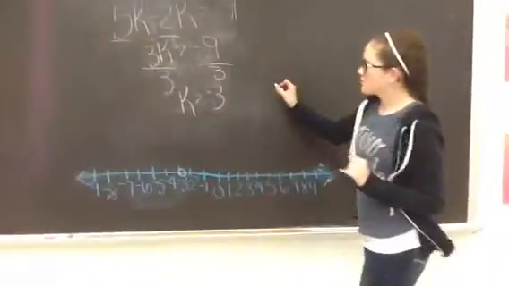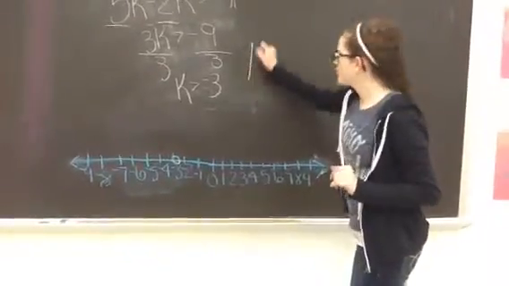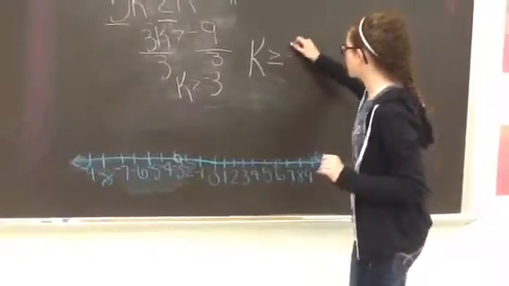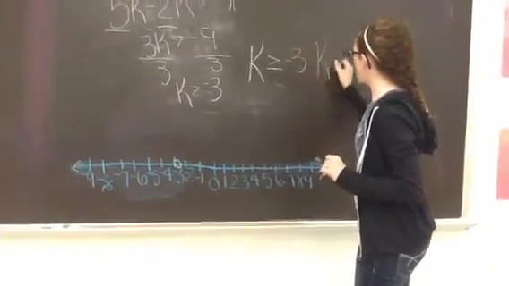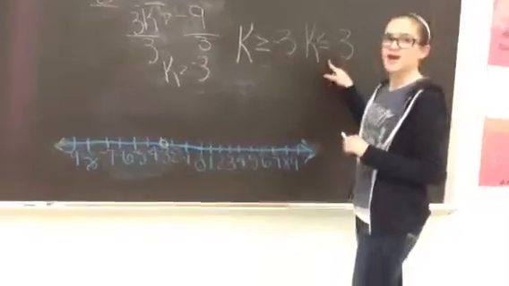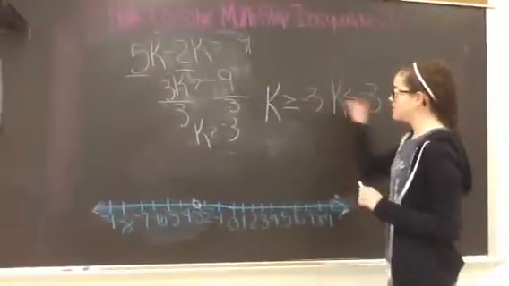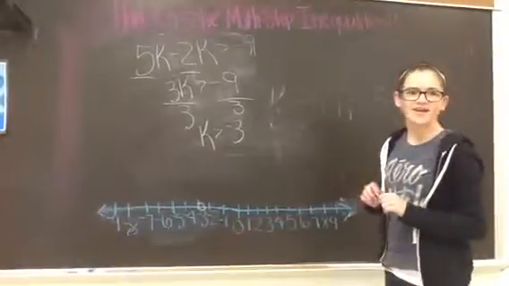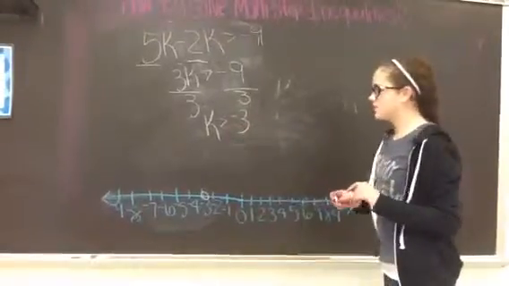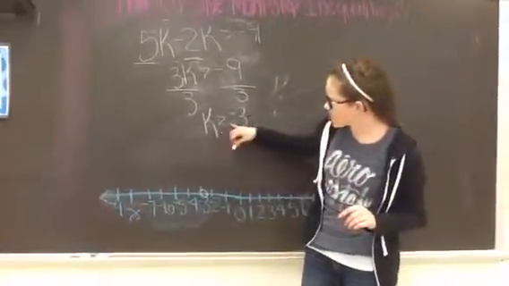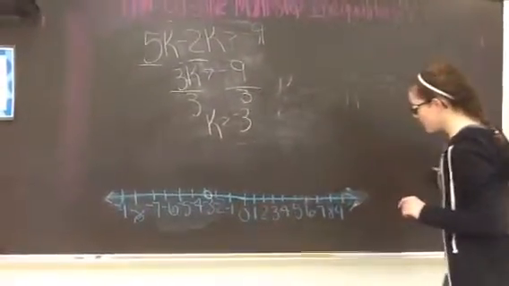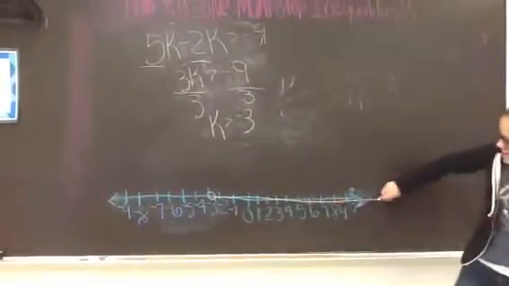You would create a closed circle if our solution looked like this: k is greater than or equal to negative 3. Or it could be the opposite: k is less than or equal to negative 3. If you have a symbol like that, that is when you would create your closed circle. But because that is not our solution, we just have the greater than sign, it is still an open circle, whichever way your arrow is pointing. So k should be greater than negative 3. Your arrow is pointing to your right, so you're going to create your line that way.